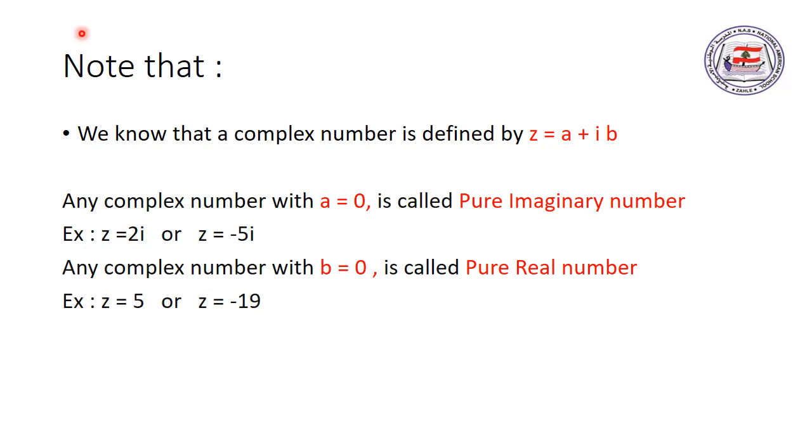So when we work with complex numbers, we may get either a pure imaginary number when no real part is shown, or a pure real number where no imaginary part is shown, or as in general, a real part and an imaginary part.